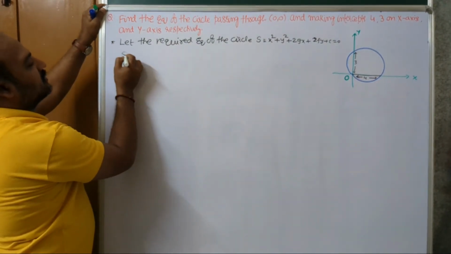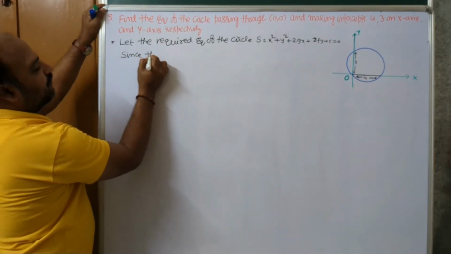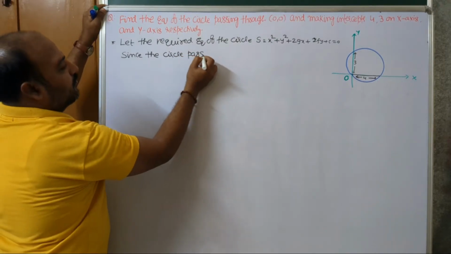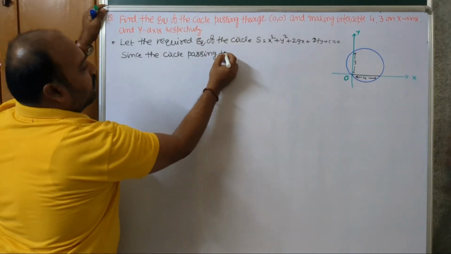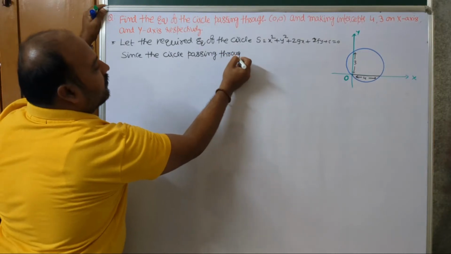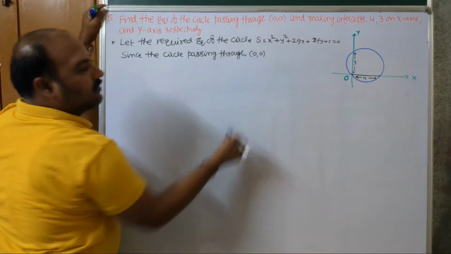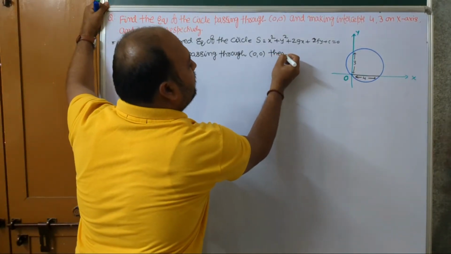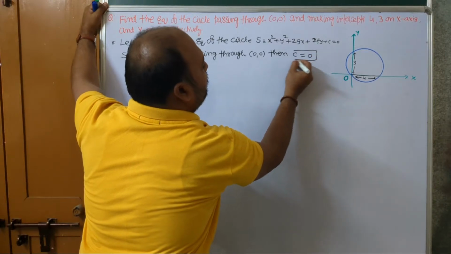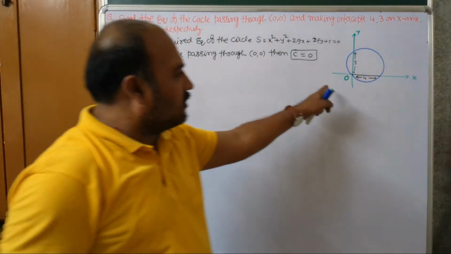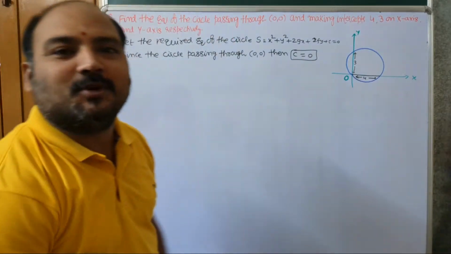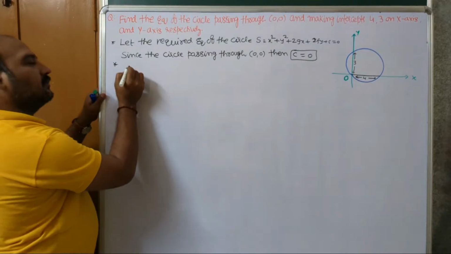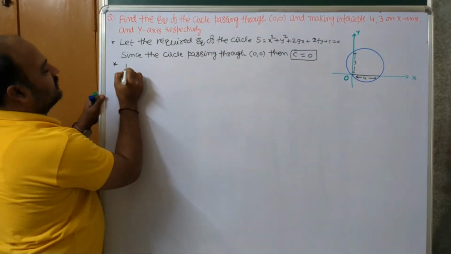Since the circle is passing through the origin, the c value goes to be 0. Whenever it is passing through the origin, c value goes to be 0. Next, the length of x-intercept made by the circle on the x-axis.